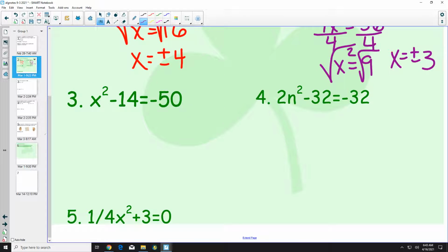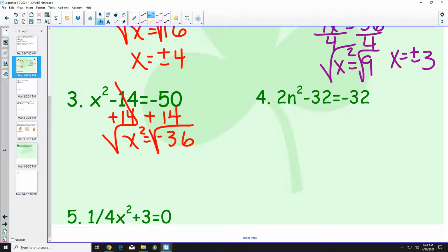All right, take a look at number 3. In your notes, write x squared minus 14 equals negative 50. First we're going to get x squared by itself on one side by adding 14. Then we'll get x squared equals negative 36. Once you have x squared by itself, you're going to take the square root of both sides. The square root of negative 36. Is there a number times itself to give you negative 36?